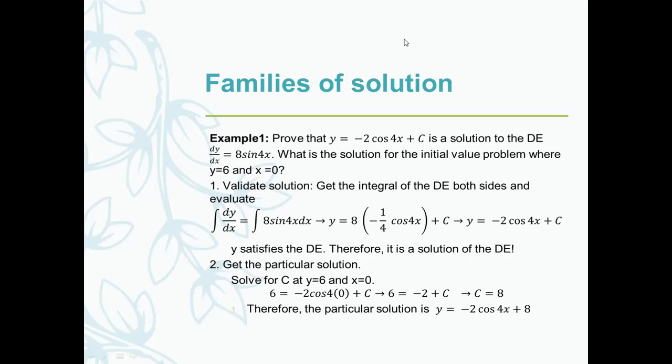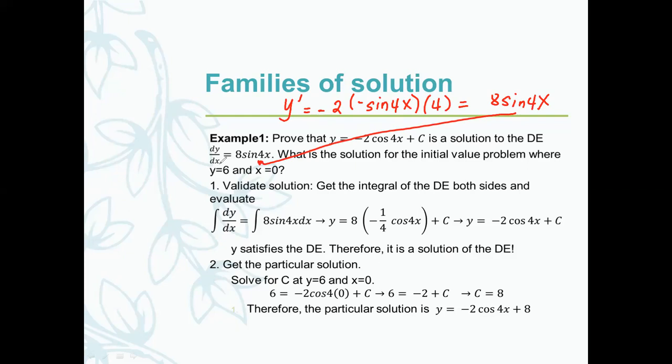So what is it? y prime is equal to minus 2 times negative sine of 4x times 4. As for the C, the arbitrary constant, its derivative is 0. If I simplify this, this is 8 sine of 4x. So look, they look the same. Then this one is a solution of this DE.